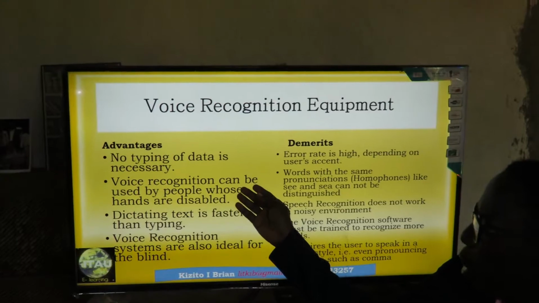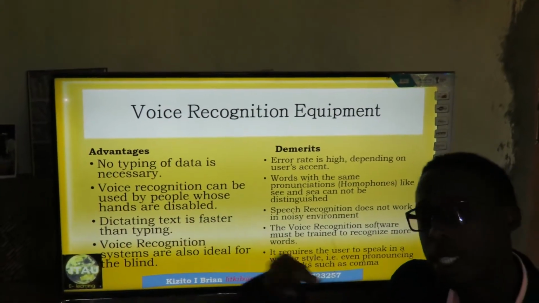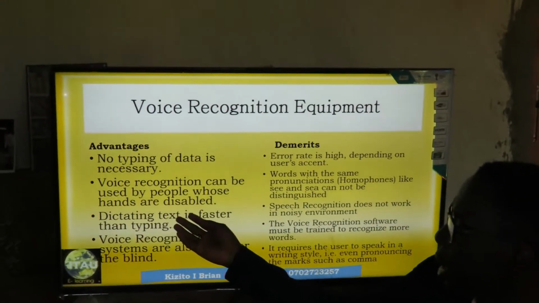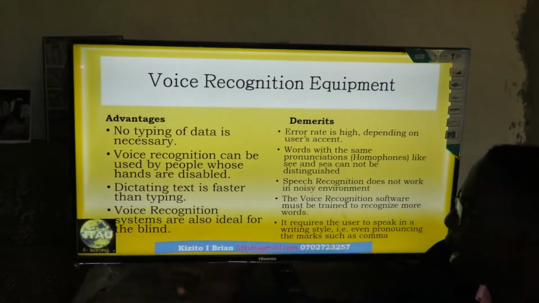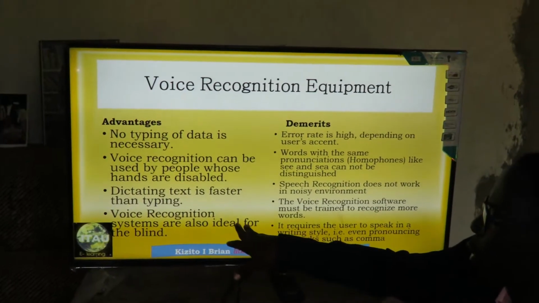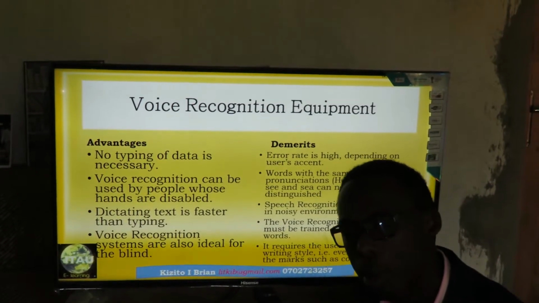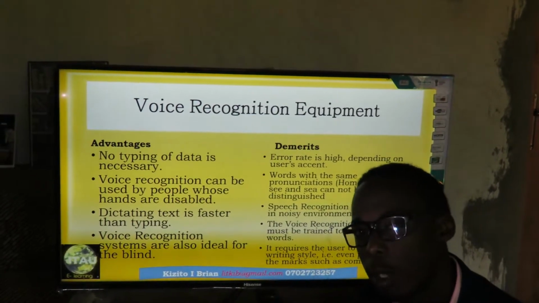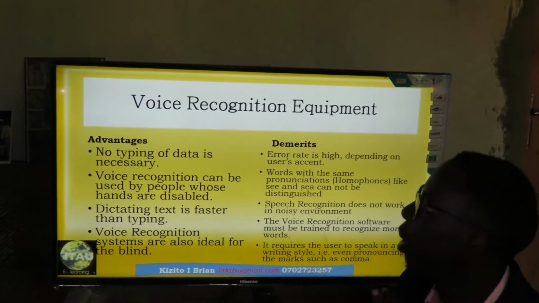Voice recognition can be used by people who are disabled, those who do not have hands but can speak. Dictating is, of course, faster than typing. And the voice recognition systems are also ideal for the blind. Those people who cannot see the letters on the keyboard can easily speak and their voices will be recognized. Therefore, they can be able to interact with the computer.